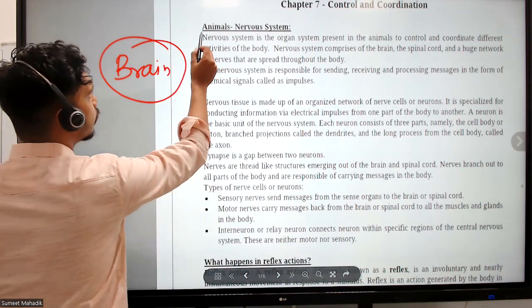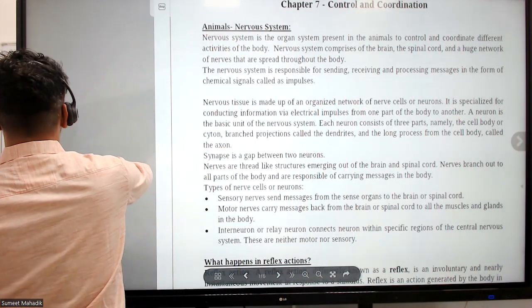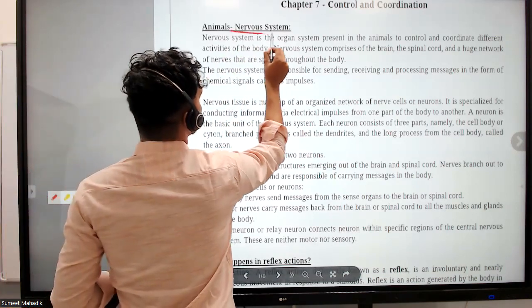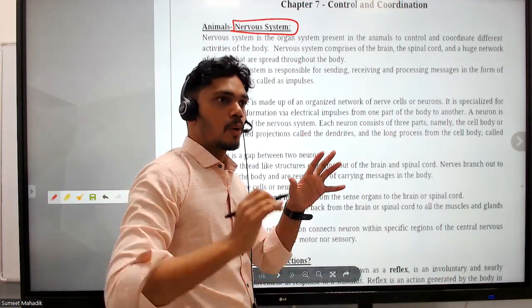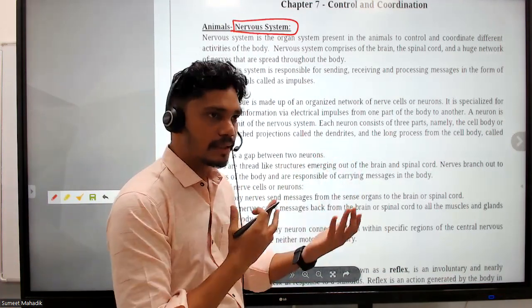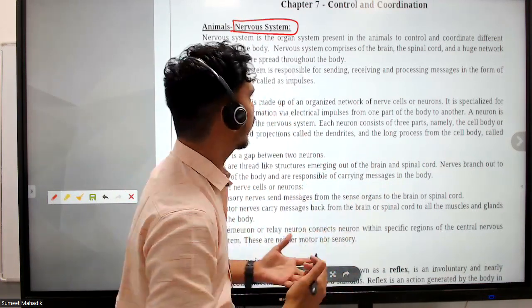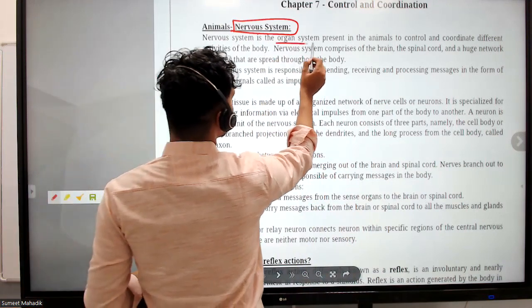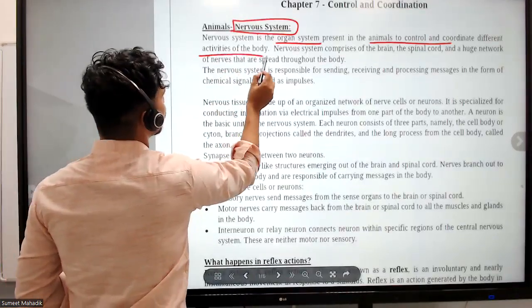Now we're going to talk about the nervous system in animals. So what is the nervous system? The nervous system has neurons which transfer information via impulses. What is an impulse? Electrical signals. The communication between the neurons is called the impulse. So the nervous system is the organ system present in animals to control and coordinate different activities of the body.